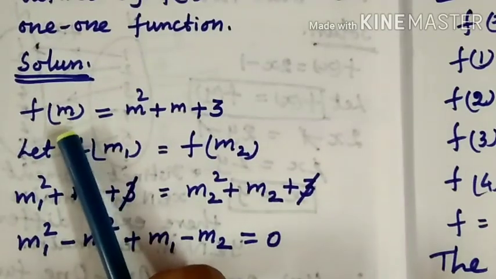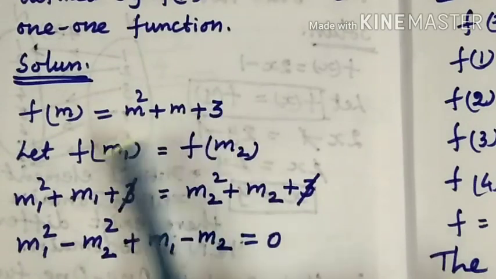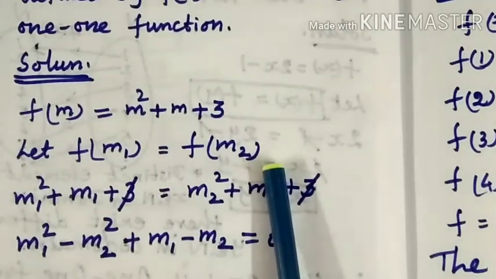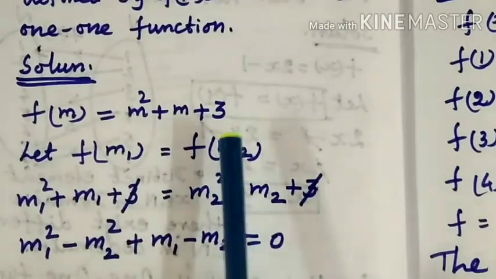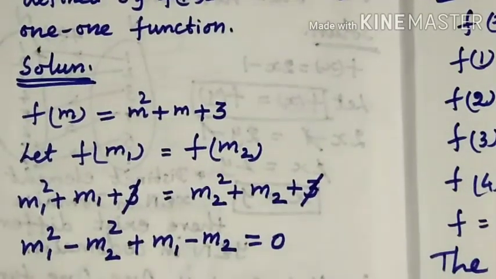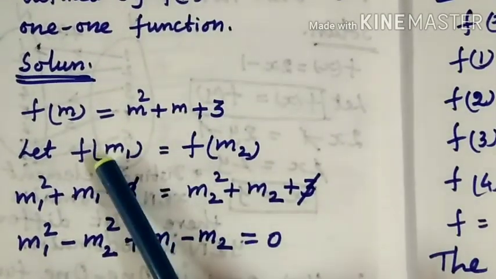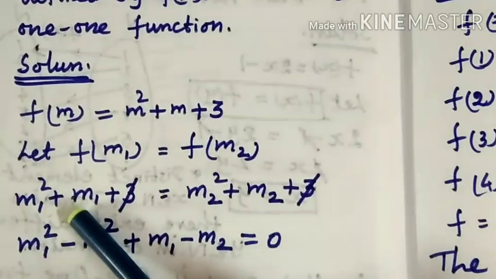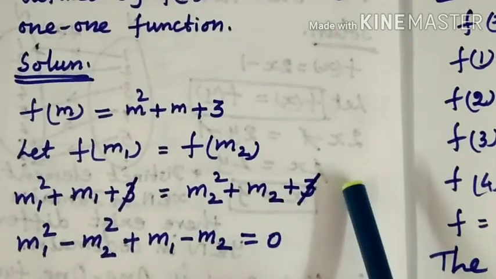Take down and write the given f of m equal to m squared plus m plus 3. By the second definition of one-one, we take f of m1 equal to f of m2. We have to prove that this implies m1 equal to m2. You apply the given function: f of m1, then instead of m you apply m1, so we get m1 squared plus m1 plus 3 equal to m2 squared plus m2 plus 3.